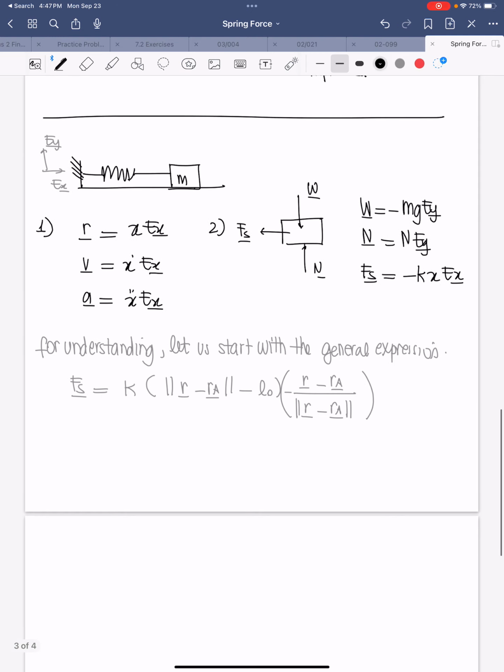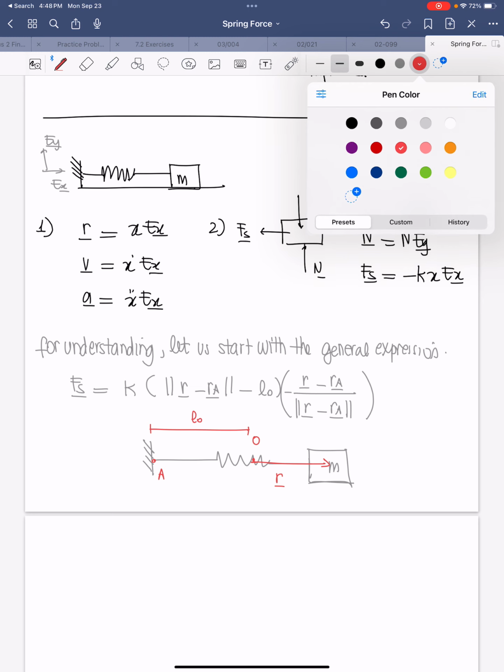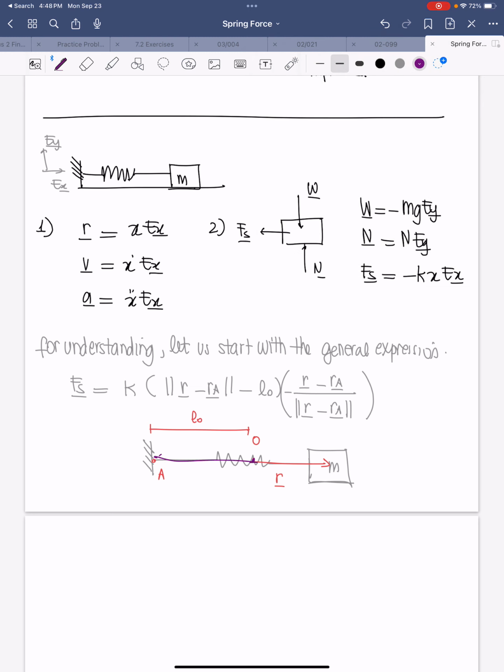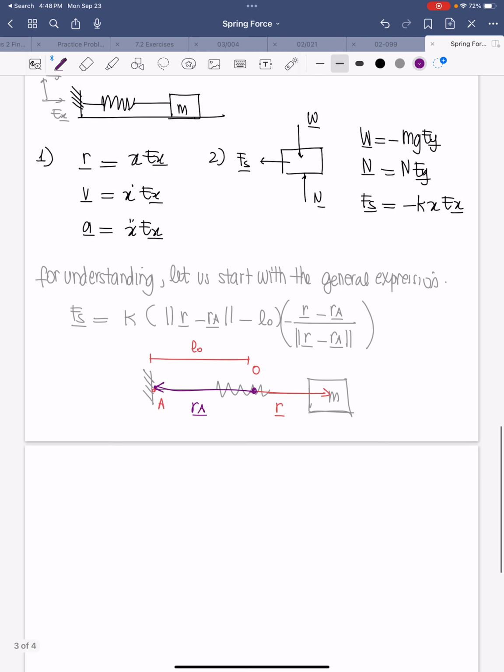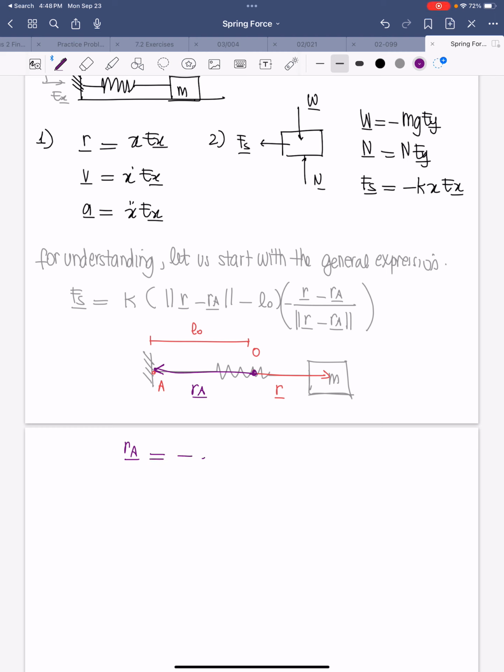So in general, if I have the mass, usually I would advise you, when you're considering a general case, to consider a case when the spring is extended, so that you don't have to worry about a lot of minuses. Okay, so the origin is here when this length is L0. And this is A, the fixed end of the spring, and then this is the position vector from the origin to the particle. I can also draw RA, the position vector from the origin to A. So RA is always going to be fixed because the origin is fixed and A is fixed. So RA is minus L0 ex.